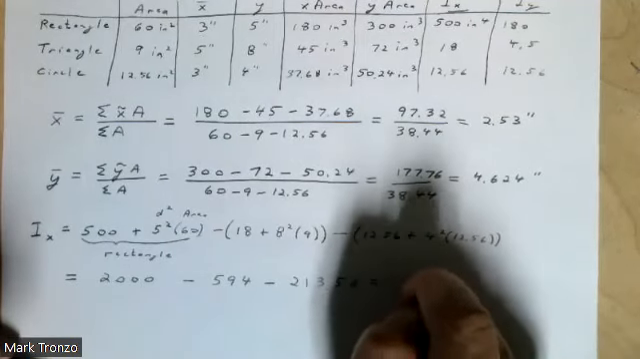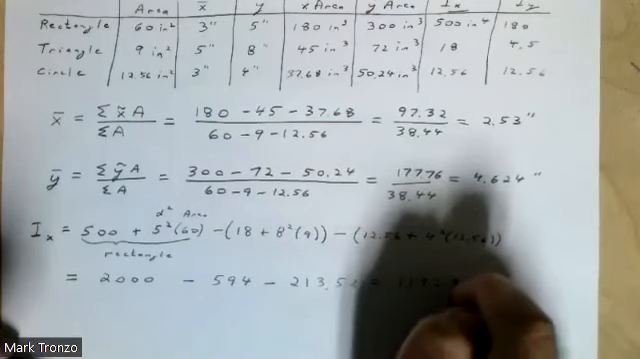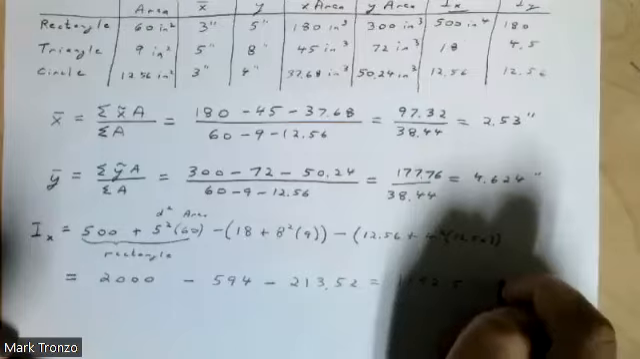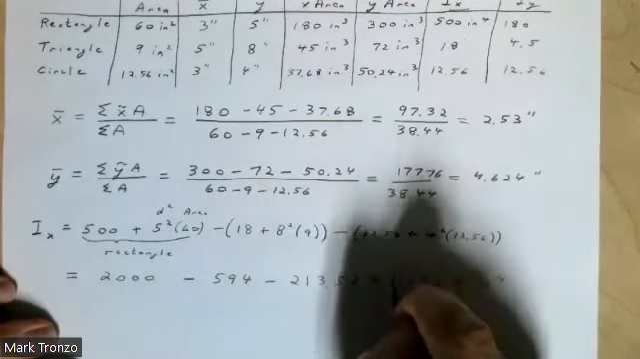And this comes out 1192.5 inches to the fourth. And that's going to be our answer for I of x.